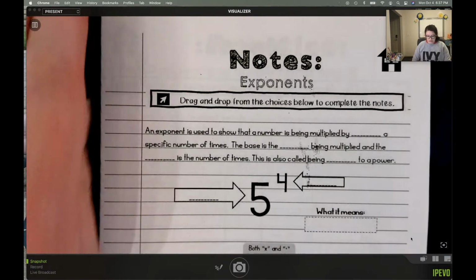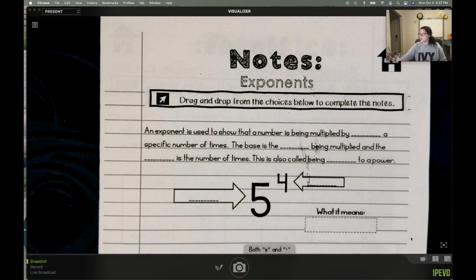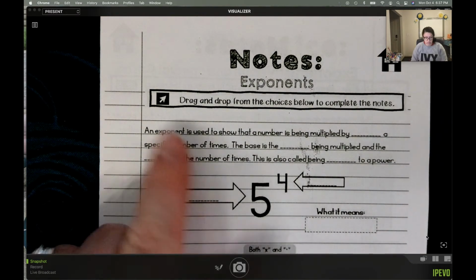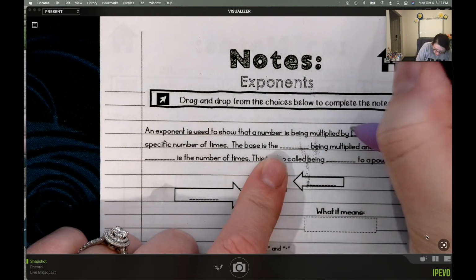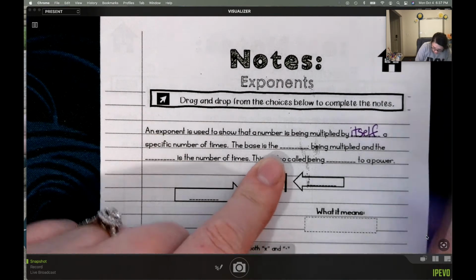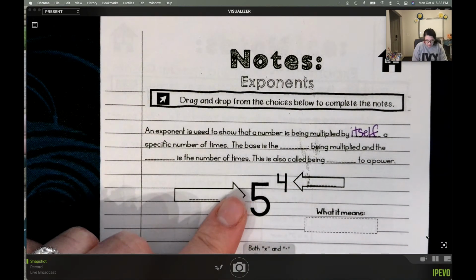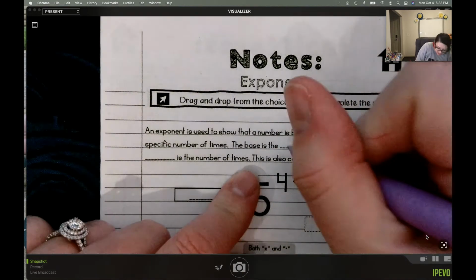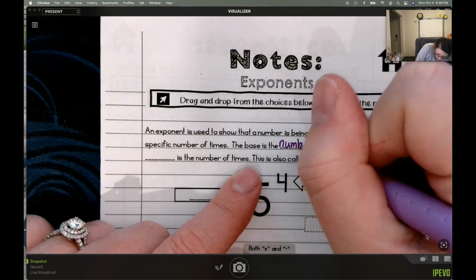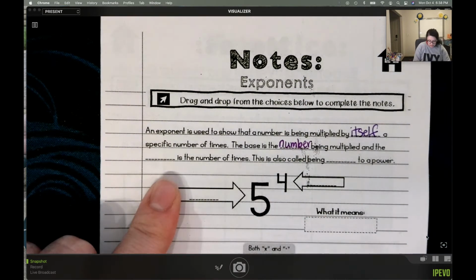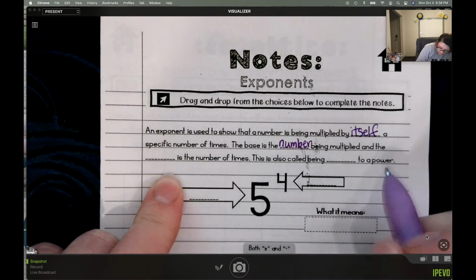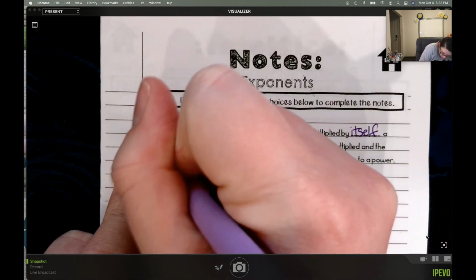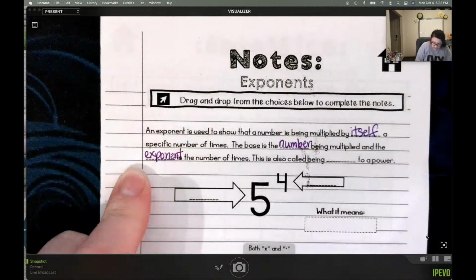So exponents are a way that we represent multiplication. An exponent is used to show that a number is being multiplied by itself a specific number of times. The base is the number being multiplied, and the exponent is the number of times.